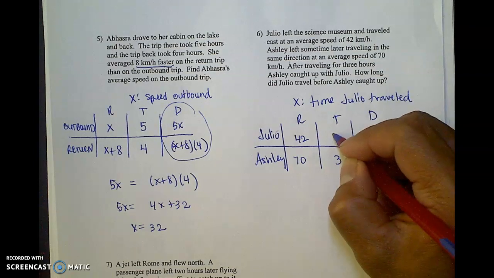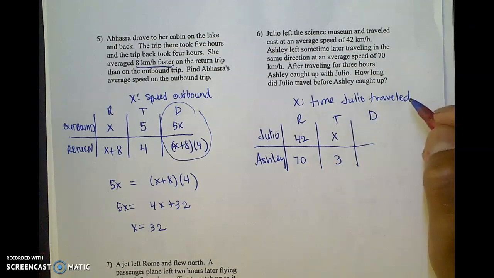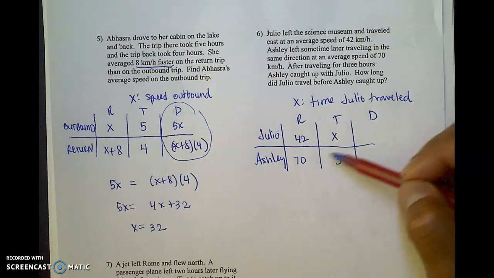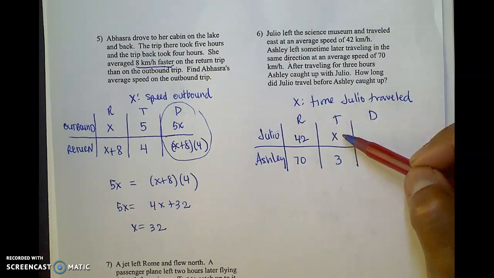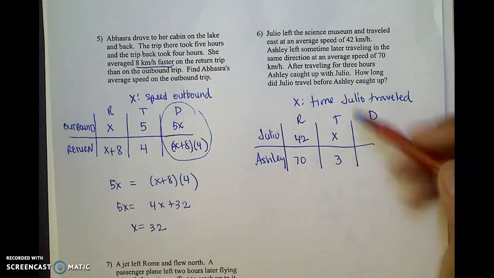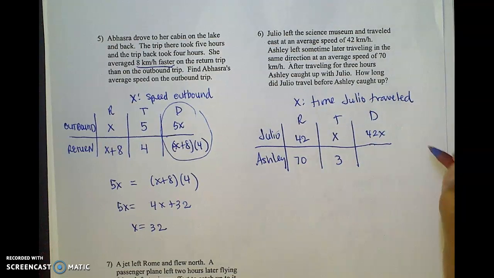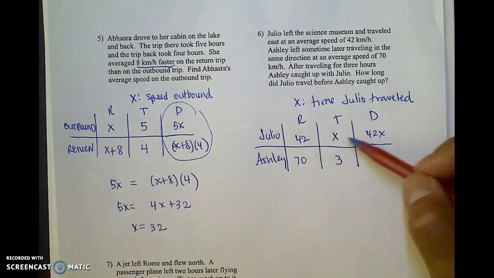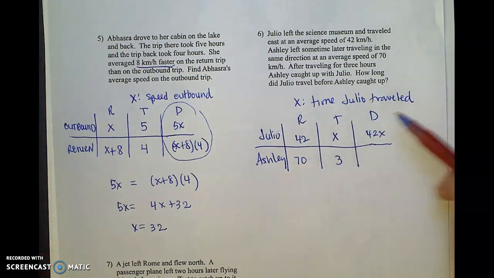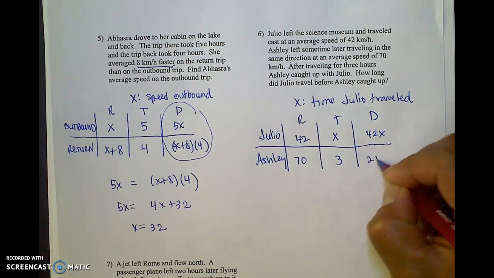So we're going to let, again, that's X. Okay. So here we have our rate filled in. We have our time filled in. Just like before, we're going to fill in the distance column by multiplying the rate times the time. 42 times x, 42x, 70 times 3, 210.